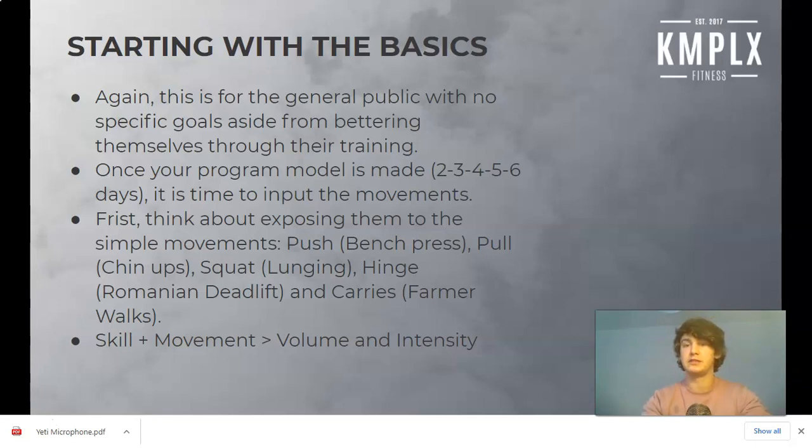So once your program is made, or the model is made, be it 2 to 6 days, it's time to input the movements. A lot of different semi-private or private gyms or personal trainers would say, okay, well, you're part of this group, you're in 2 days a week. So then they'll program for you guys, or you're in 3 days a week, 4 days a week, 5 days a week, whatever it is.